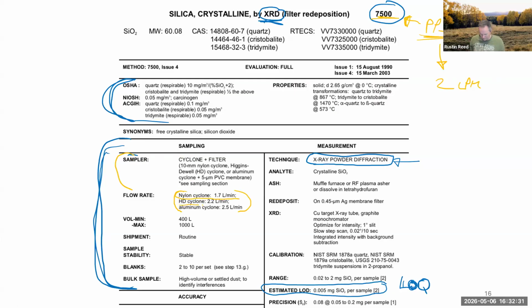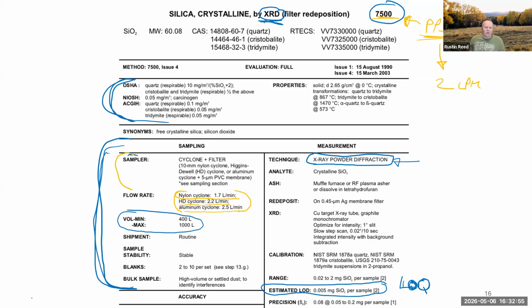The HD, I know dual is the second part. I'm forgetting the first part, the H, but it's 2.2. And if we're using the aluminum cyclone, it's 2.5 liters per minute. So we need to make sure that we match what our cyclone is, its type, to the flow rate NIOSH says to use.